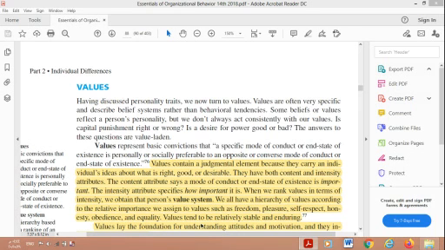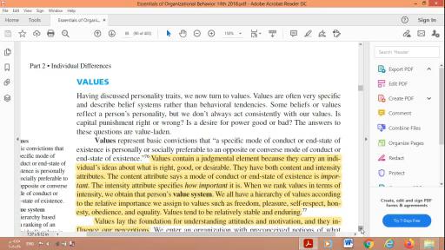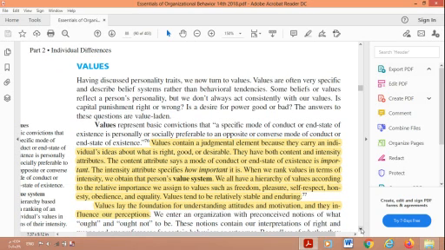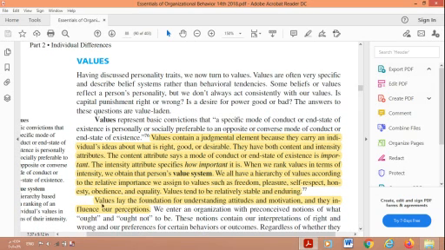Values tend to be relatively stable and enduring. Unlike attitudes or other individual dynamics, values are more stable, continuing, and very difficult to change. They can change, but it takes more time. Values lay the foundation for understanding attitudes and motivation, and they influence our perception.